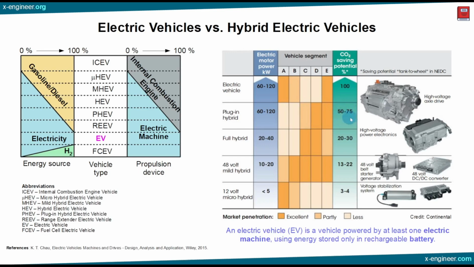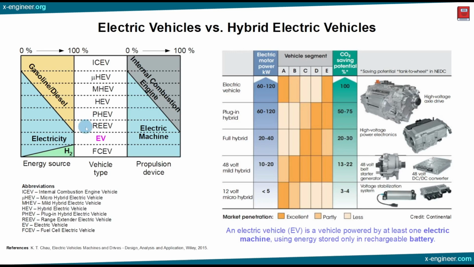Moving down to PHEVs, which stand for plug-in hybrid electric vehicles, we have higher electric motor power and also higher CO2 saving potential. The main difference between a PHEV and a HEV is that the PHEV can be charged from the grid and also use the engine, power the electric generator and charge the battery. The PHEVs can also be driven in electric mode to higher speed, up to 50 or 100 kilometers per hour, and also for a longer range, again around 50, 60, 70 kilometers.